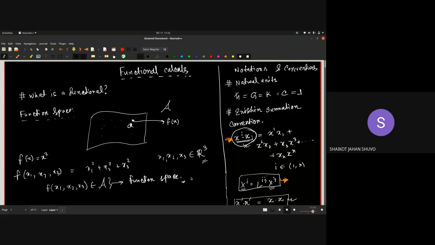What is the dimension of the function space? Infinite. It's an infinite dimensional vector space. Because if you come to think of it, your entities, that means the functions, are made of these x's, right? And how many x can you take? A lot of them. So these are infinite dimensional vector spaces.